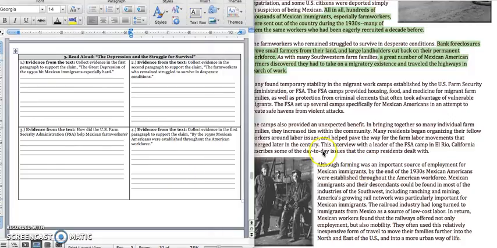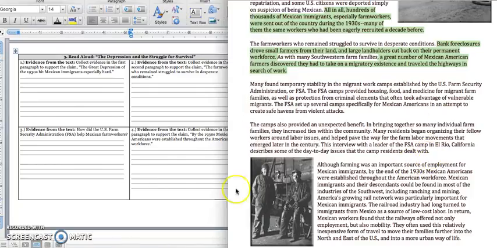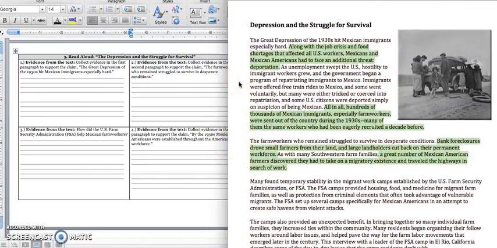All right, we are going to read the next 2 paragraphs, and we want to know, how did the U.S. Farm Security Administration help Mexican farm workers? So we're looking for quotes that tell us the FSA is helping these farm workers who are struggling to survive.